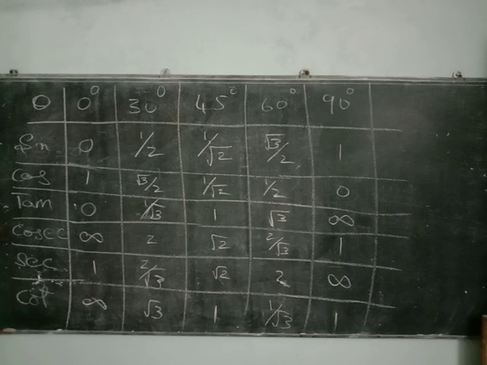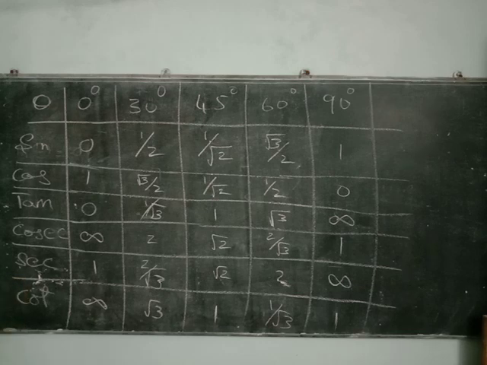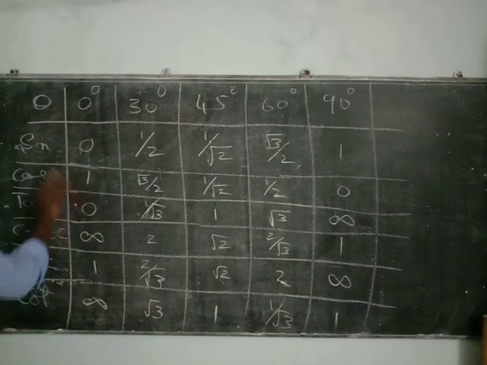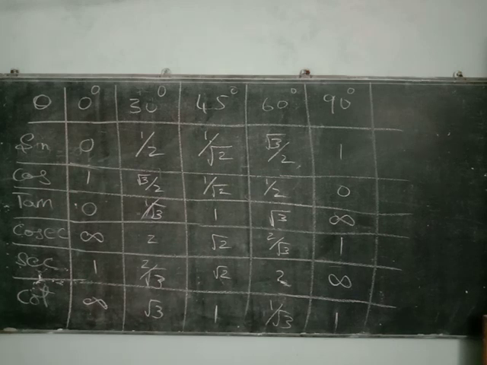Reciprocal of sine theta gives cosecant theta, reciprocal of cos theta gives secant theta, reciprocal of tan theta gives cot theta. So the only thing you have to remember is sine theta: sine 0, sine 30, sine 45, sine 60 and sine 90. Right.